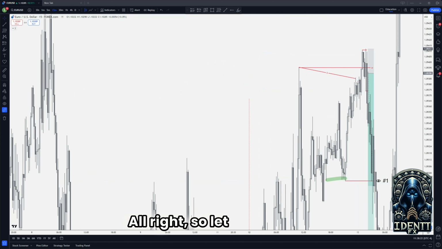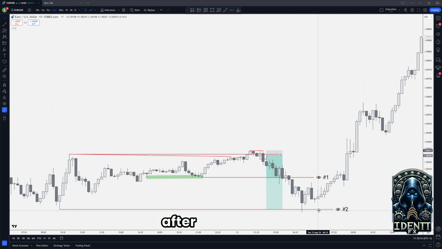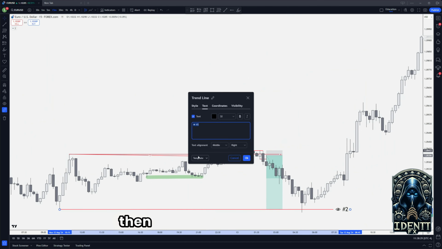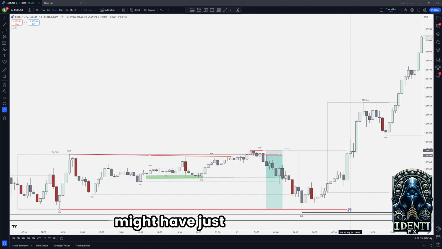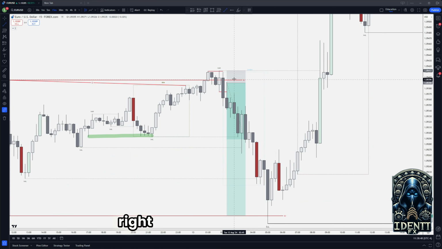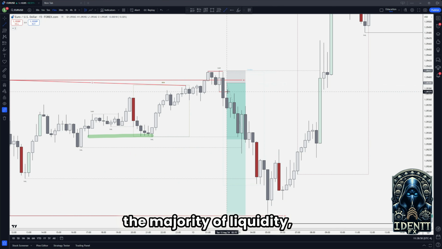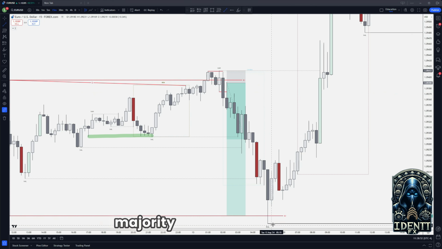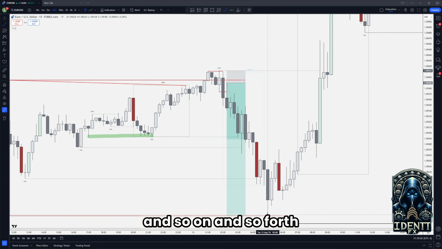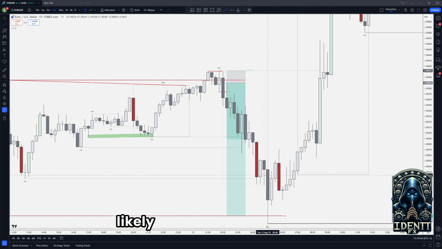All right, so let us continue, because I was mentioning after we take out those draws on liquidity and we see this reaction, we can then start assuming, hey, this might have just been a sweep. And indeed, it was a sweep. If we look at what price has done right now. So yes, we took out the majority of the liquidity, but now we know that we took out the majority of the liquidity on the sell side. And we know that the market basically moves from liquidating buy side to liquidating sell side to liquidating buy side, and so on and so forth. We can assume that price is likely going to be targeting its inefficiencies on the buy side.